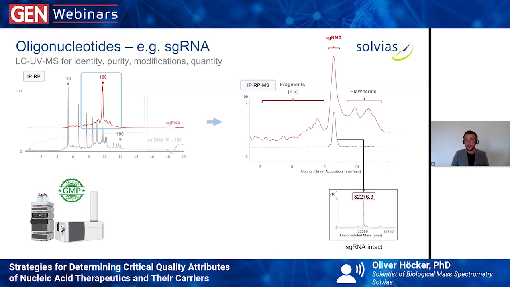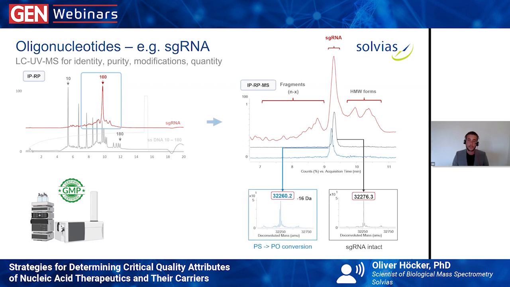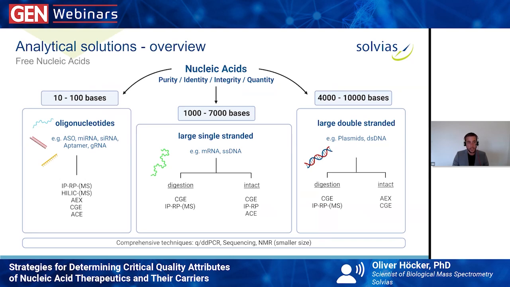32.76 kilodalton, that's the correct mass. But also below this peak, we have a degradation product. That's a very typical oxidation, phosphorothioate to phosphate conversion. Without the mass spectrometer, this would have been completely lost under the main peak if we would just use optical determination. So this shows that we can cover a lot of quality attributes with LC-MS. But if we go to the larger ones, such as mRNA or single-stranded DNA with several thousand nucleotides, we need to go in a different approach. And yeah, this is what I will go next to.